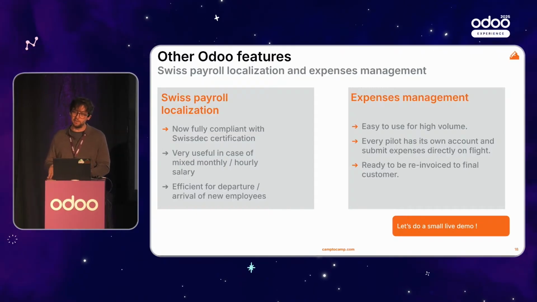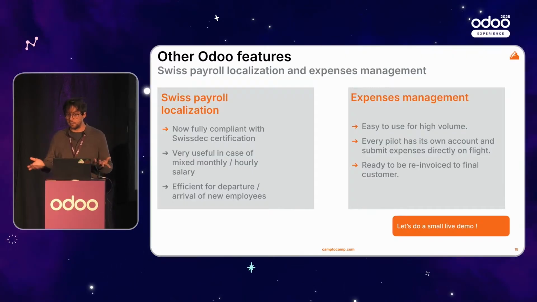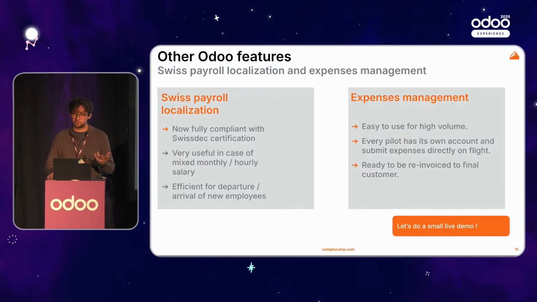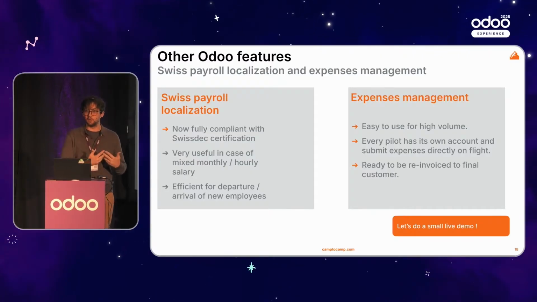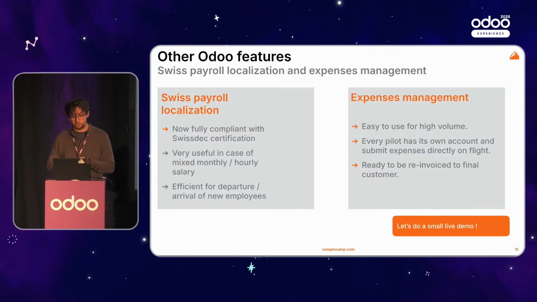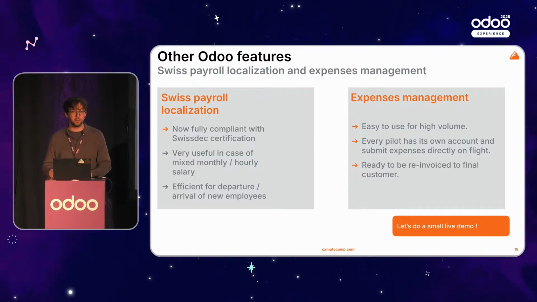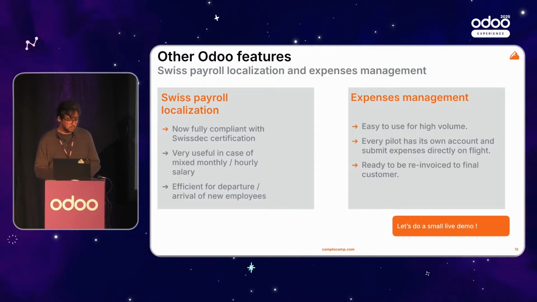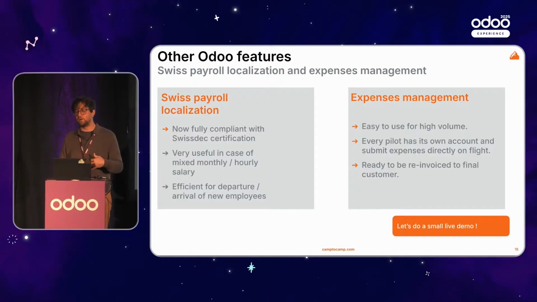In the aviation industry, it's very important to have a Swiss payroll software like Odoo that is easy to use, because you have a lot of mixed monthly and hourly salaries. Some pilots will be external, paid by the hour. Some pilots will be on a monthly salary, and this module takes care of that very easily. Expense reimbursement is also embedded in this Swiss payroll app. It's also useful because in this industry you can have a lot of departures and arrivals of new employees.